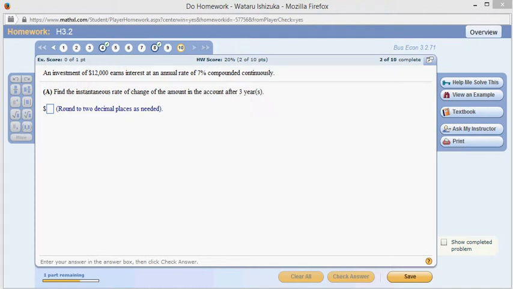Alright, let's look at homework 3.2, problem number 10. An investment of $12,000 earns interest at an annual rate of 7% compounded continuously. Then part A, find the instantaneous rate of change, which means we want to find the derivative, after 3 years. Alright, so let's do that.